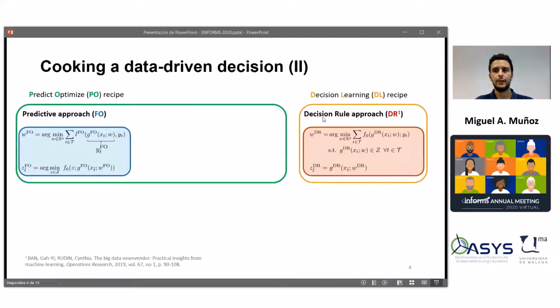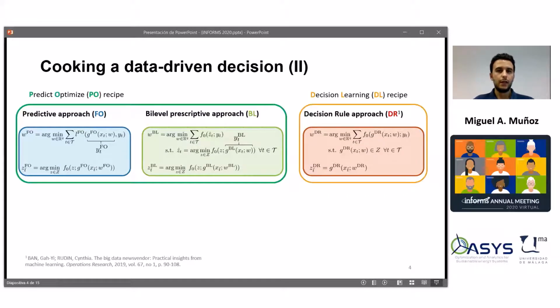In the case of the decision rule approach, proposed by Ban and Rudin in the Big Data Newsvendor, we directly replace in the objective function the decision variable by a linear decision rule. And then we can just compute the decision for an unseen period by evaluating this model.